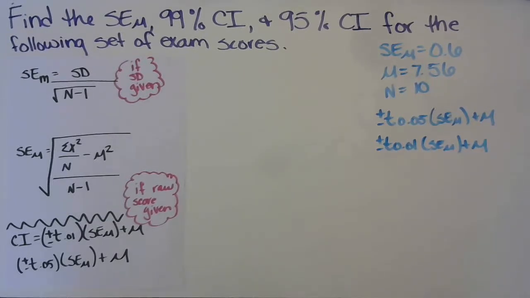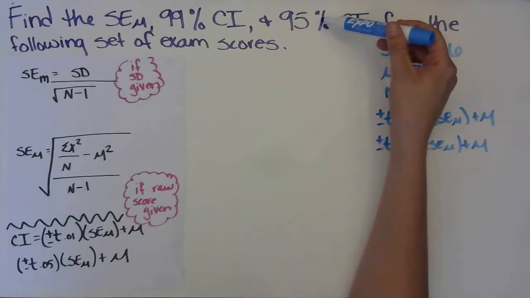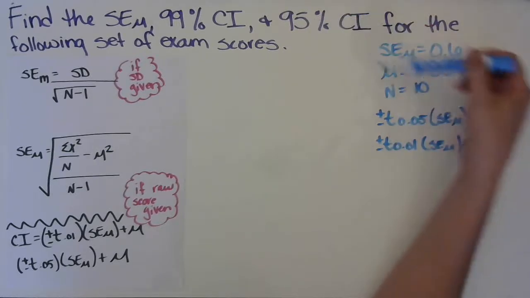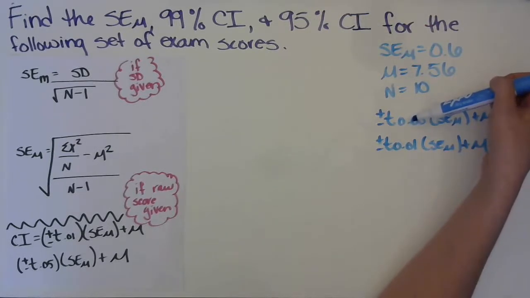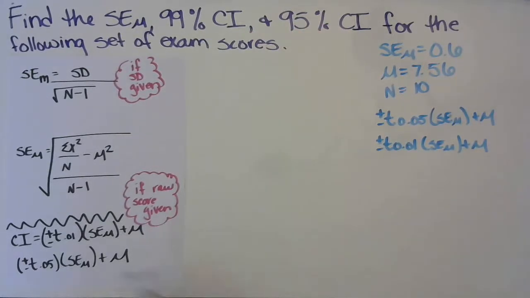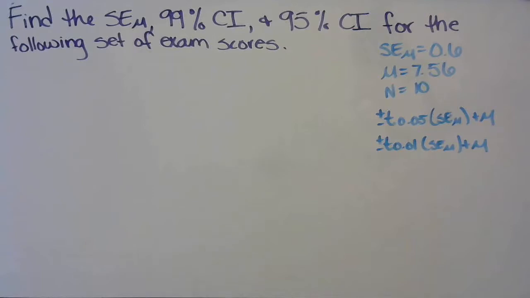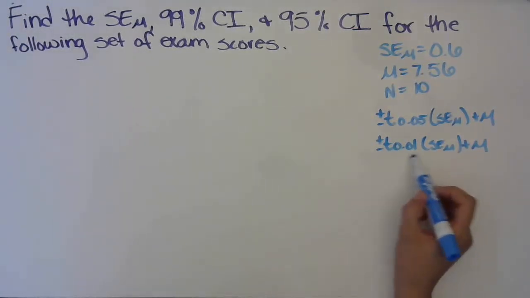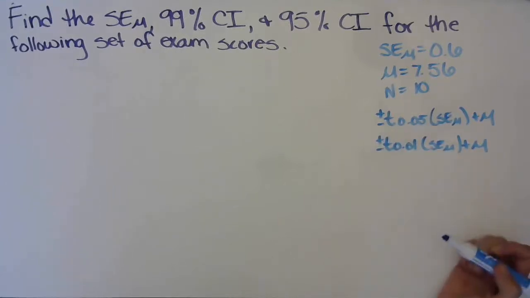Now, an easy way to remember this is the 0.05 value is always going to be with the 95% confidence interval. So 95 plus 5 is 100. And you can do the same with the 99. So 99 plus 1 is 100. So that's just a little easy way to remember which one you're looking for. Okay, so in order to find these values here, we are going to need to find our degrees of freedom.